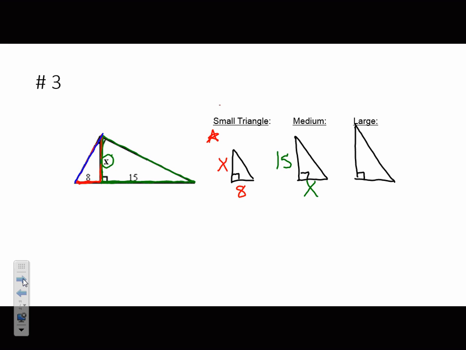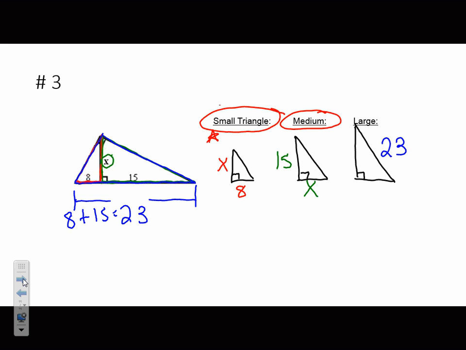Then I'll come and do my large triangle. I don't know my small leg or my long leg, but I do know my hypotenuse is going to be 23. And to get 23, I took 8 plus 15. Okay, so that's going to be 23 there. Now I have to go back and ask, which two have two pieces of information that are in the same spot? Well, in this one it's going to be my small and my medium triangle. So I'm going to use those to set up my proportion.